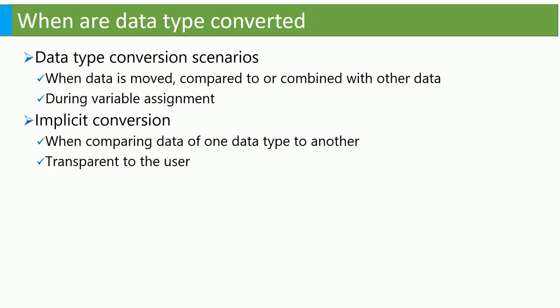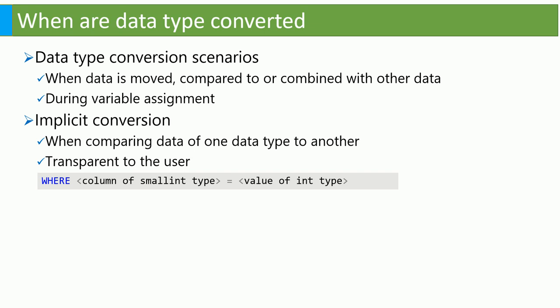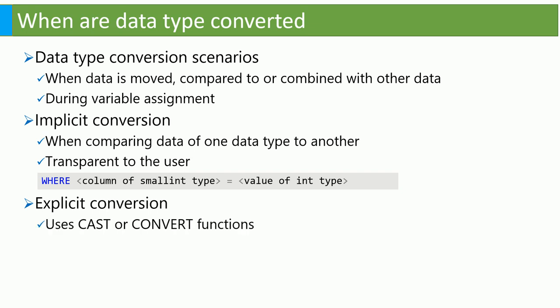It is transparent to the user. This is an example where a column is of the smallint type and the value is of the int type, then the data is converted and the comparison is done with the two values. For explicit conversion, use the CAST or CONVERT function, like CAST unit price AS int, so you can use CAST and CONVERT functions.